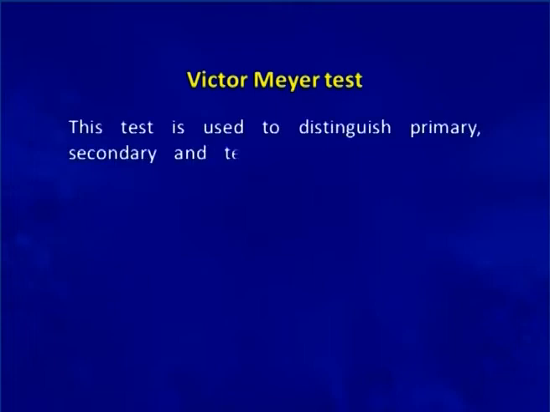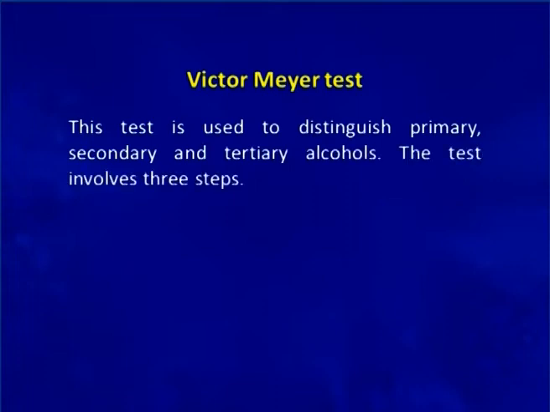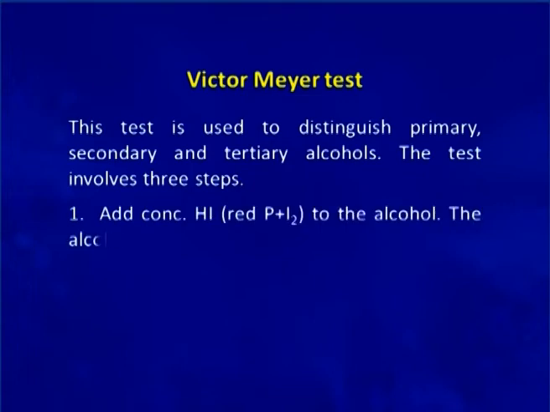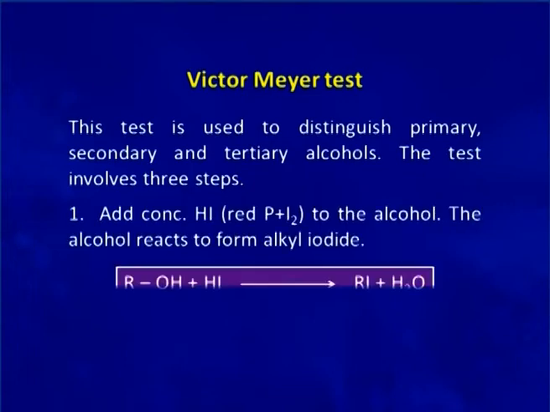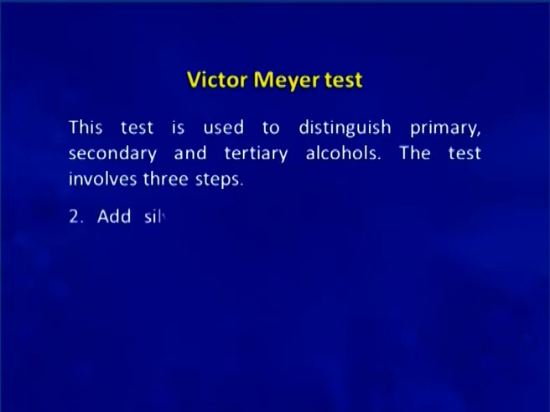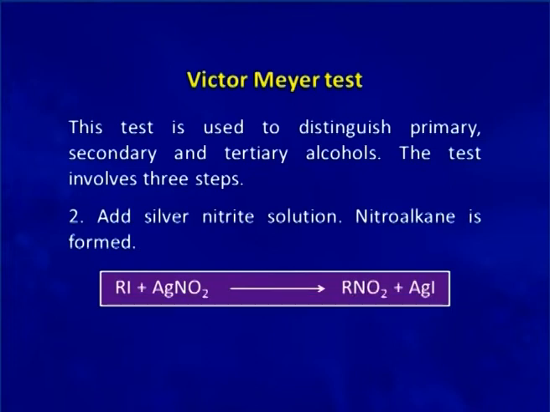Victor-Meyer test. This is another test for distinguishing primary, secondary and tertiary alcohols. This test involves 3 steps. In step 1, hydroiodic acid reacts with alcohol to form iodoalkanes. In the second step, silver nitrite is added to the same solution. Iodoalkanes react with silver nitrite and form alkyl nitrites.